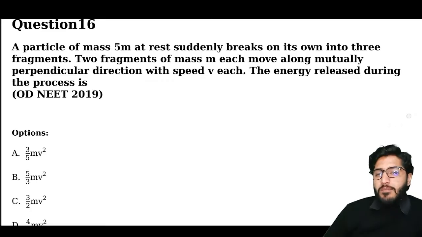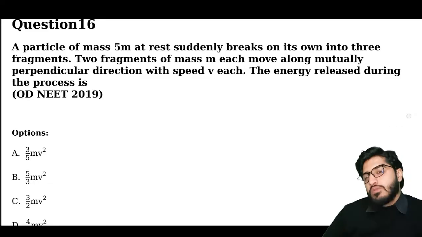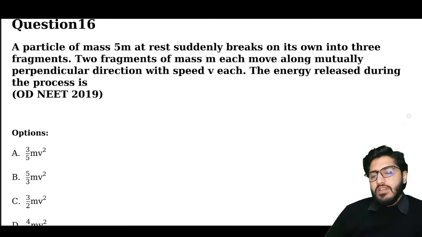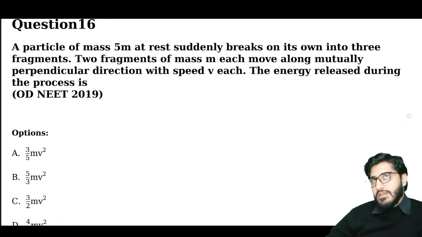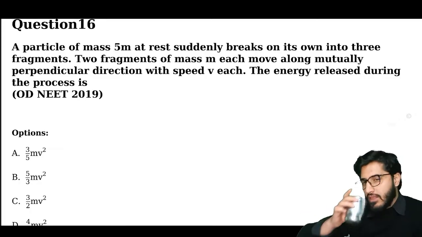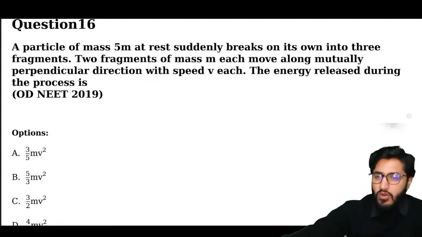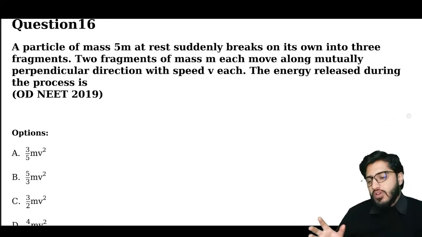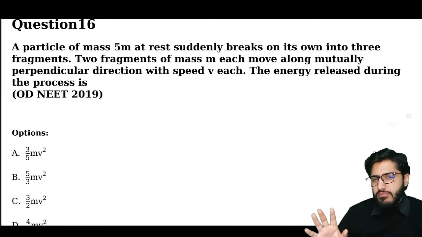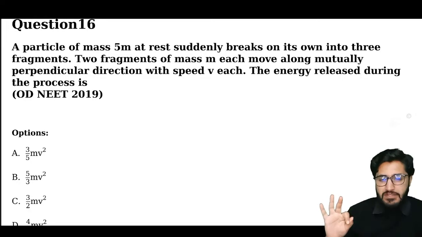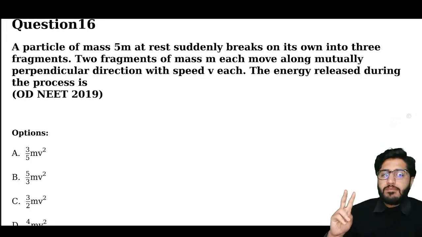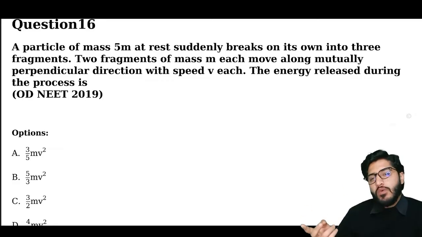Then two fragments of mass m each move along mutually perpendicular directions, i and j, with speed v, and the speed is the same. The energy released means the summation of the kinetic energy of all three fragments. If the whole mass of the particle is 5m and it breaks into three fragments, the masses of two fragments are m and m, so the mass of the third one should be 3m.